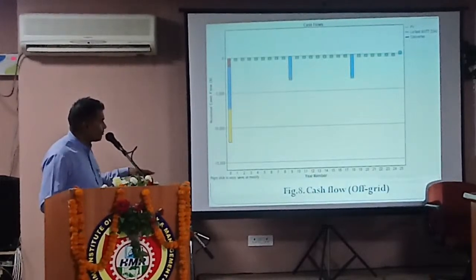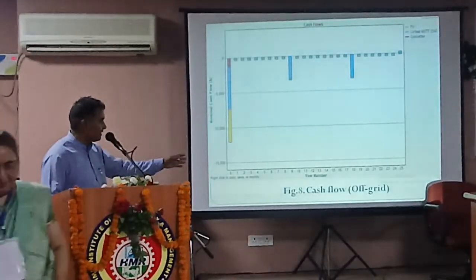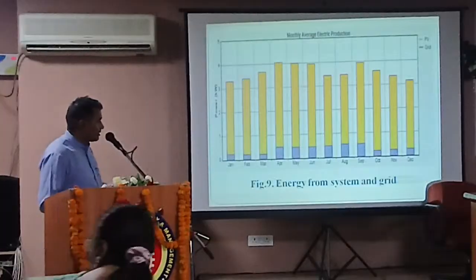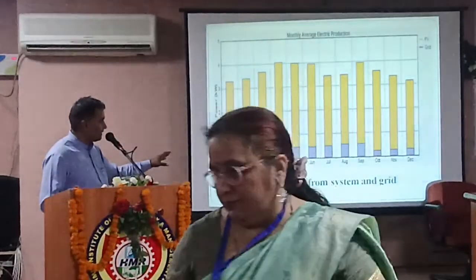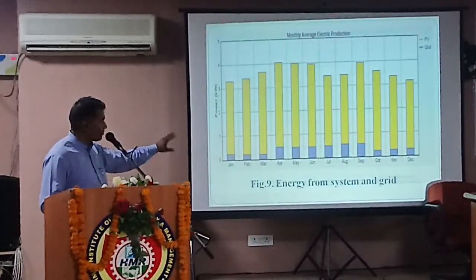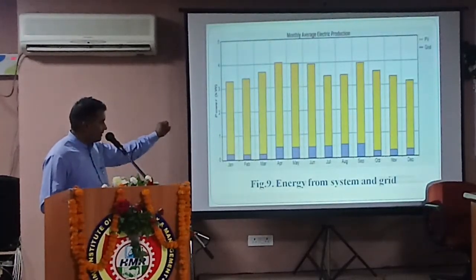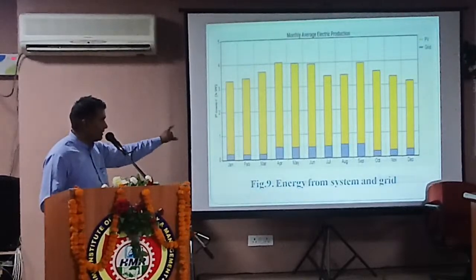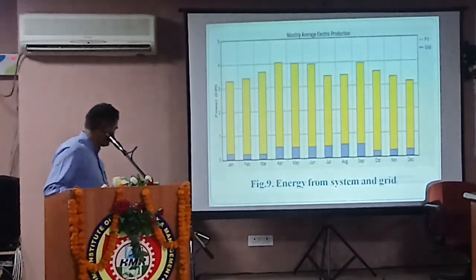After developing the model and simulation of the model, this is the outcome of the system for the off-grid, and this is the energy from the system and the grid when we propose the grid-on system. So this is the outcome of the system. The yellowish representation is the energy from the PV system, and the bluish represents the grid. This is the actual energy which is met from the grid and system to meet the electric load of the dairy farm.